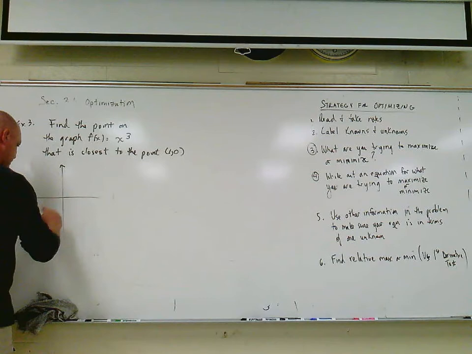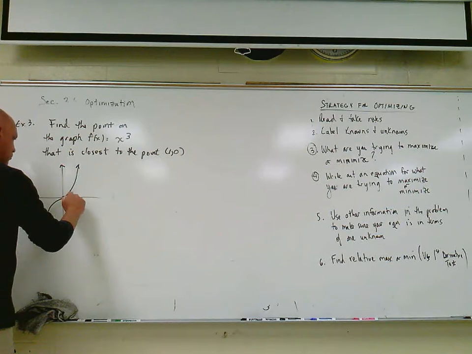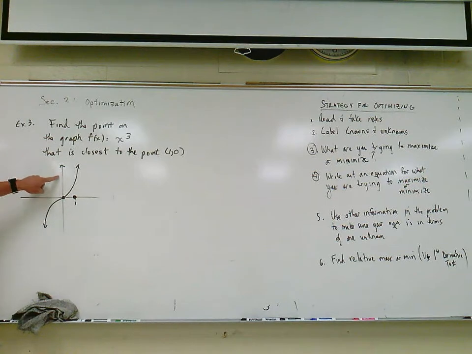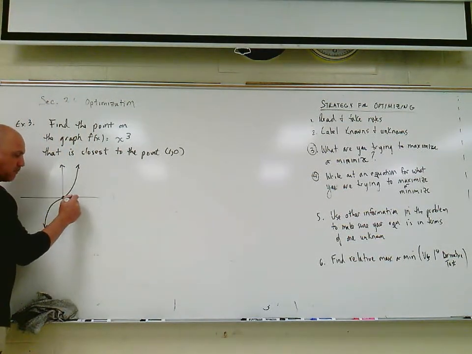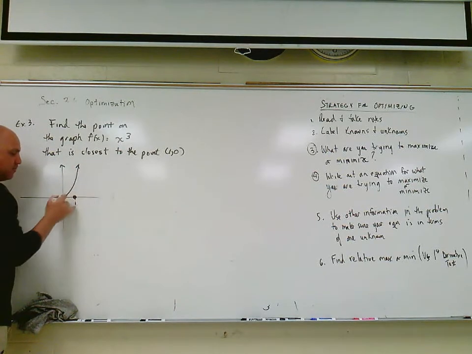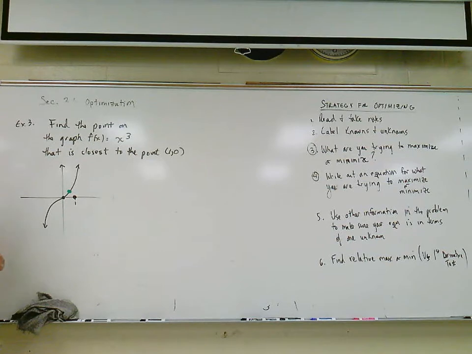I know what x cubed looks like. It's this squiggle graph. And I know the point (1, 0) is somewhere over here. So I've got my graph, and the point (1, 0) is not on the graph. What are we looking for? The closest point on the graph to the point (1, 0). It doesn't make sense that it's going to be up here. I don't think it's going to be anything in the third quadrant. I'm just going to guesstimate somewhere right here. Now, we don't know the point.